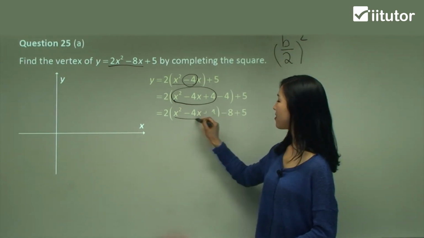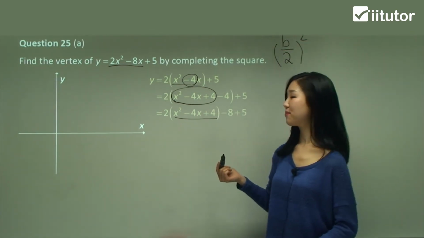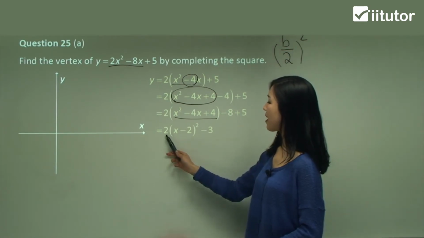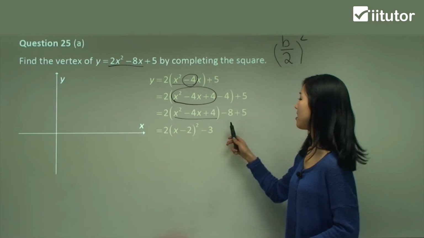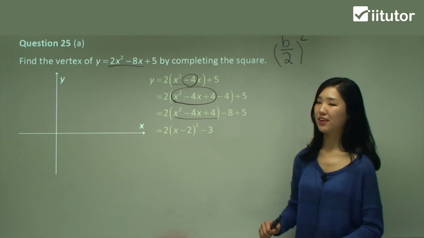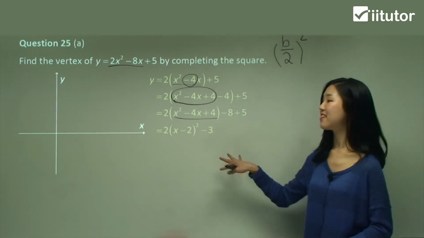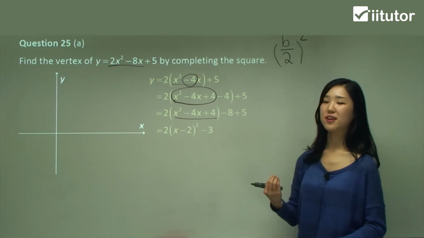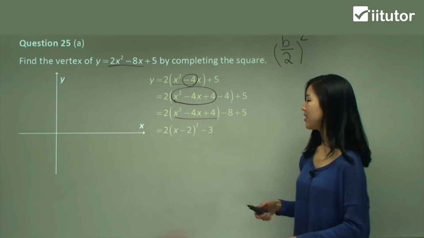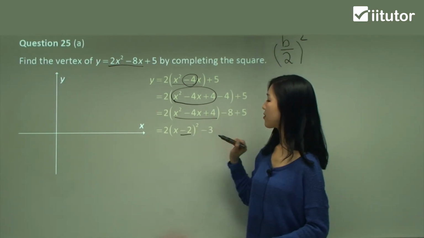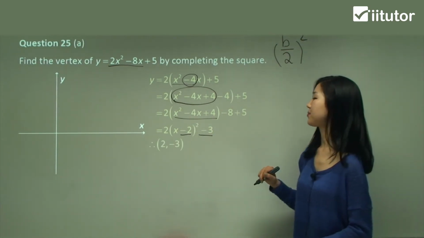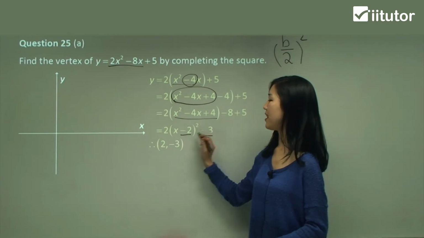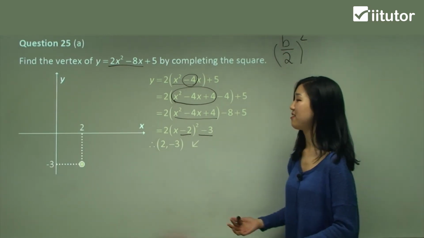So let's factorize this part as a complete square. It's going to be keep the 2 outside. And this part is x minus 2 squared. And then minus 8 plus 5 is negative 3. So again, we've got that form that we can quickly identify the vertex. So look at this for the x-coordinate of the vertex and that for the y-coordinate of the vertex. Positive 2, negative 3 is our vertex. So just plot it in.